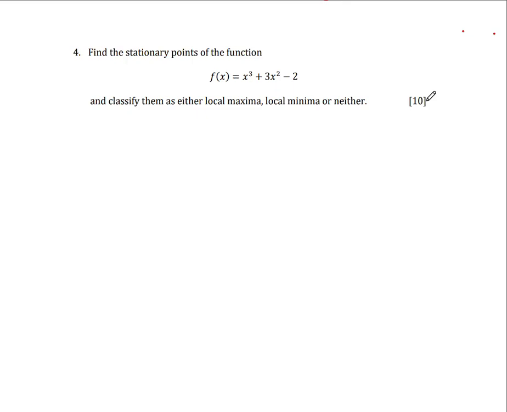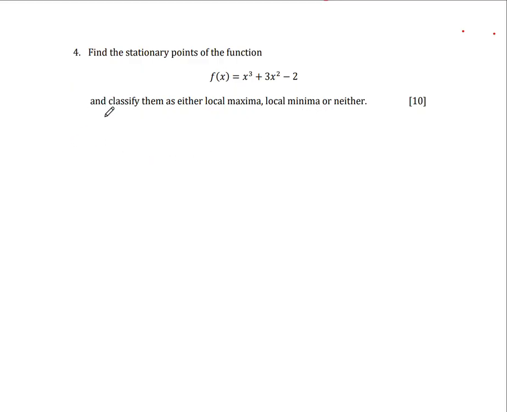In this video I will be continuing my series reviewing typical final examination questions for students studying mathematics for business, economics or social sciences in general at universities in level 1. And here we are asked to find the stationary points of the function f of x equal x cubed plus 3x squared minus 2 and classify them as either local maxima, local minima, or neither.